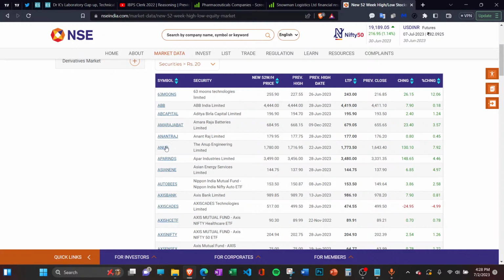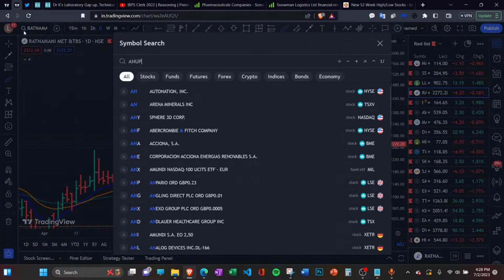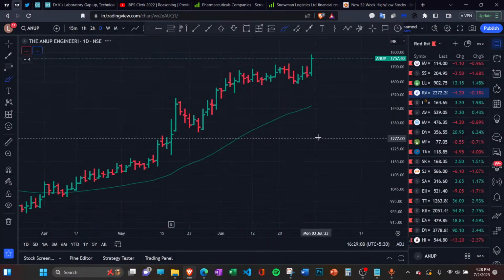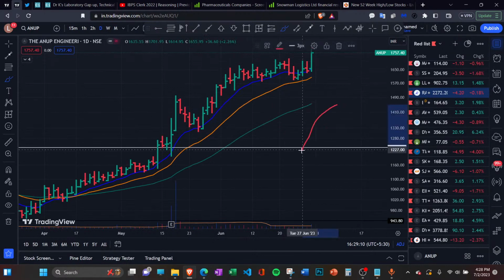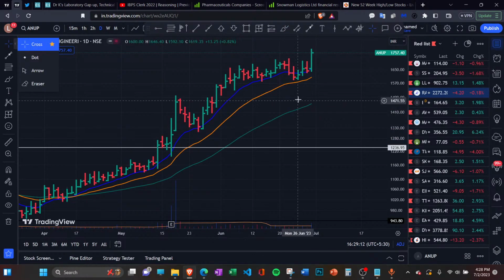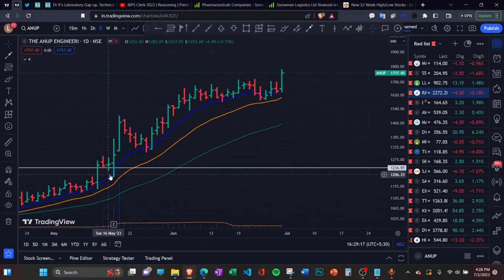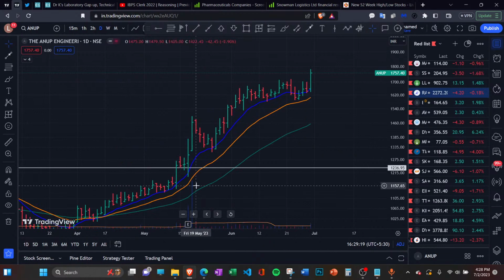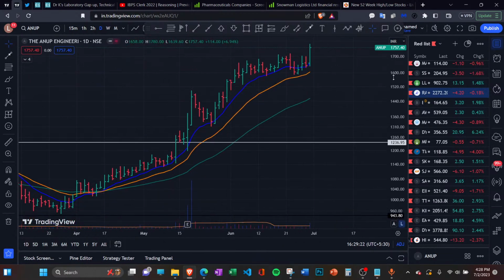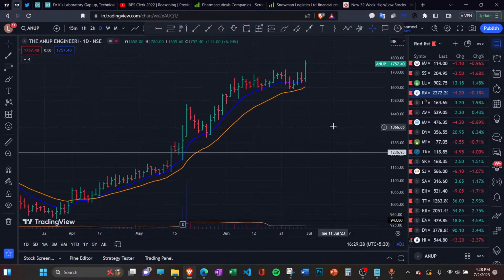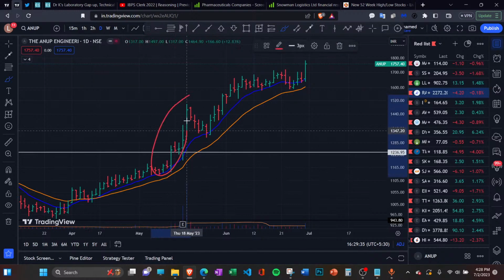Again, if you see these names like the Anup, if you look at the Anup at 52-week high, here you'll get to know about the characteristics of a stock that is moving. Again, here after a very good up move, you can clearly see the price was well maintained above the 21-day moving average, right? If I remove the 50, remember, this orange line is the 21-day moving average. Not even once.